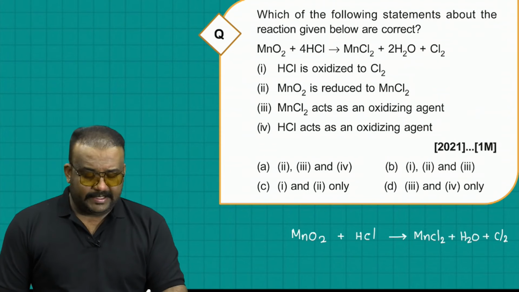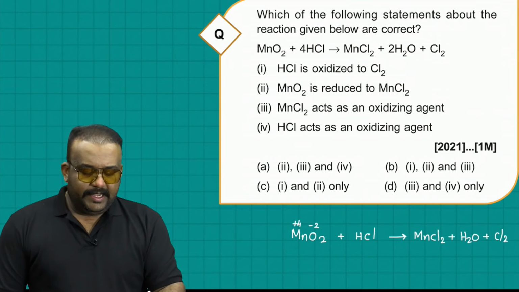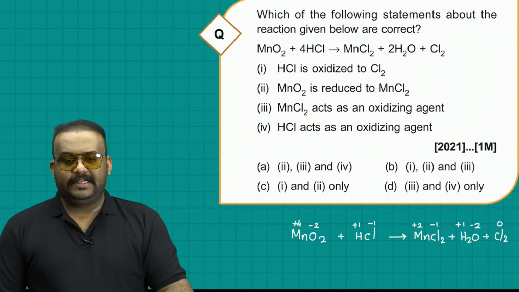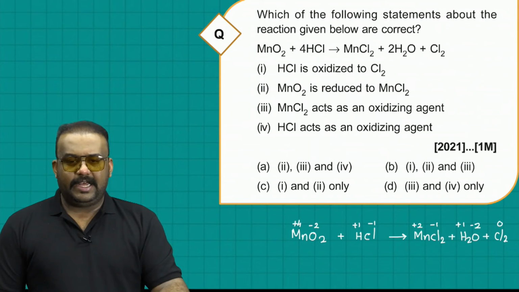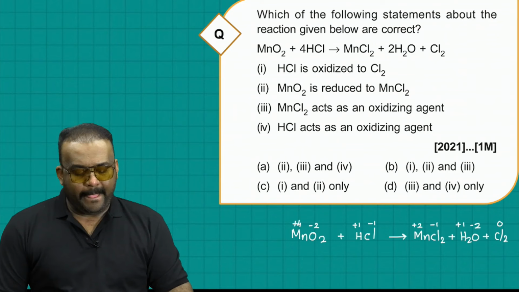Here, if you assign the charges on each of the species, you can identify who is oxidized or reduced. For example, in MnO2, the charge of Mn is plus 4, and oxygen is minus 2. In HCl, hydrogen is plus 1, chloride is minus 1. In MnCl2, Mn is plus 2 and chloride is minus 1. In H2O, hydrogen is plus 1, oxygen is minus 2. In the chlorine molecule, the charge of the chlorine atom is 0. So I assigned the charges on each of these species.